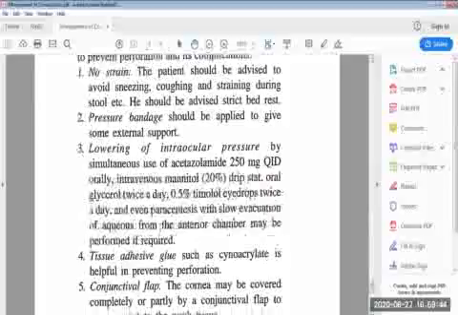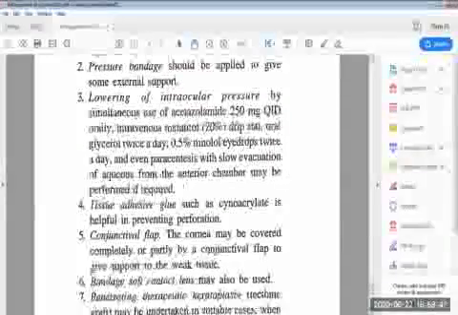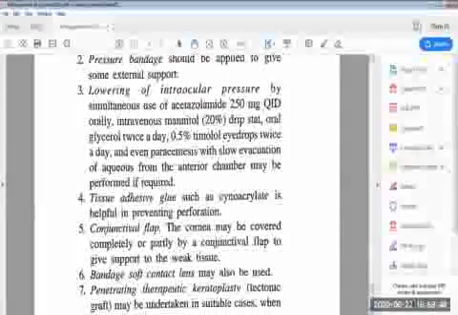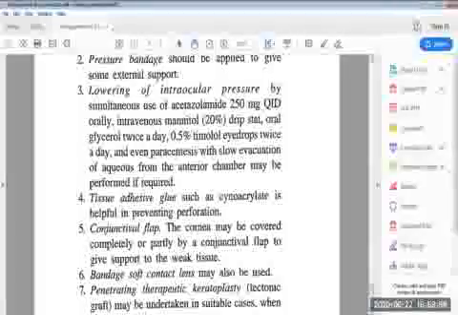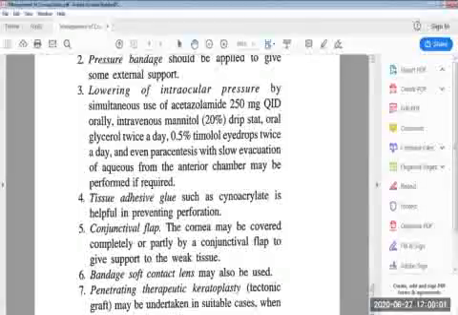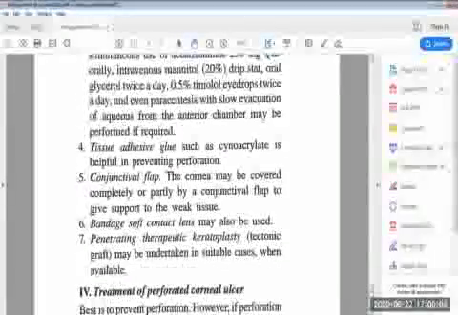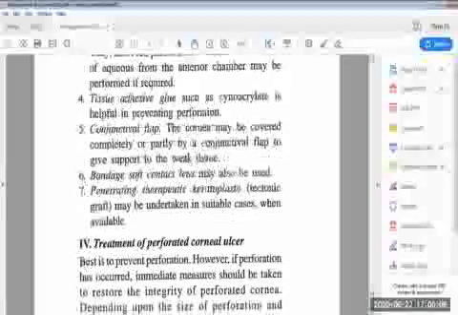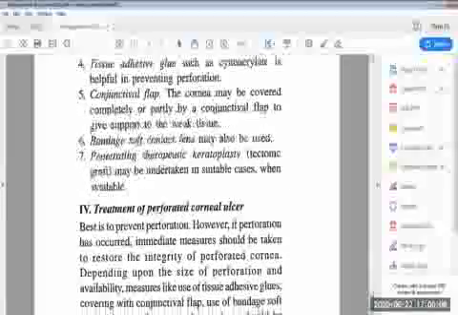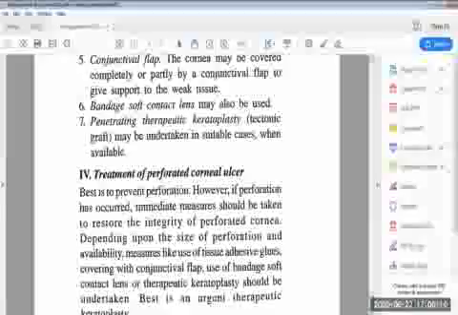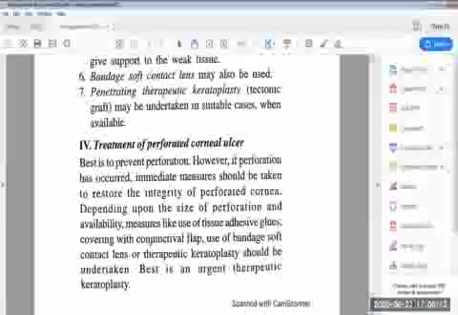Lowering of intraocular pressure by simultaneous use of acetazolamide, intravenous mannitol, and oral glycerol, timolol eye drops, and even paracentesis with slow evacuation of aqueous from the anterior chamber may be performed. Then tissue adhesive glue can be used. Conjunctival flap gives support to the weak tissue. Bandage soft contact lens, penetrating therapeutic keratoplasty should be done. Then last is the treatment of perforated corneal ulcer.